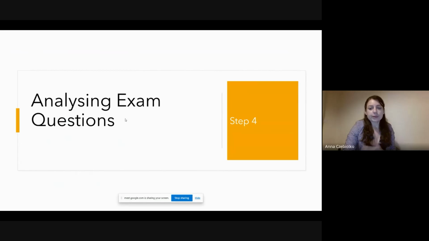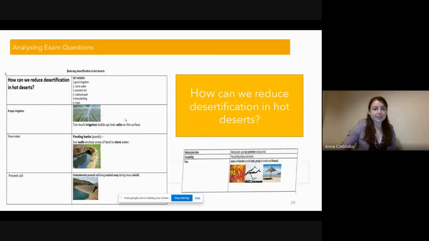Analyzing exam questions. So we are at step 4. So we start expecting more. So we've got a question here, how can we reduce desertification in hot deserts? And as you see, there is a format of a table. And I think this is crucial because using tables helps in memorizing concepts. I think it's very, very clear. Sometimes tables are much clearer than text themselves. So we've got the question and we've got answers. So we go straight to the point.